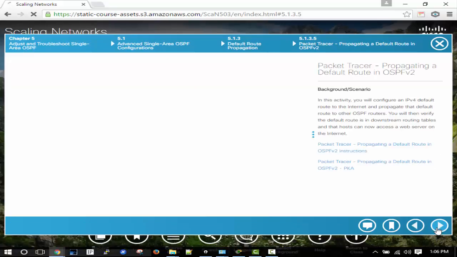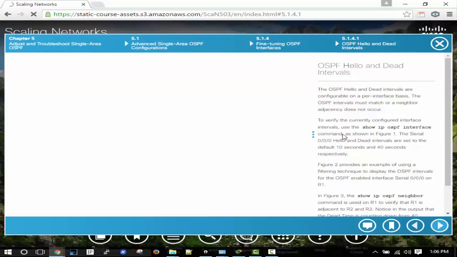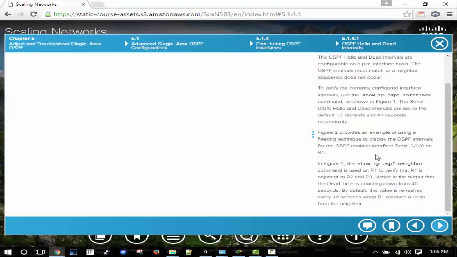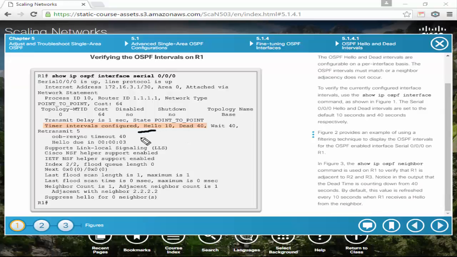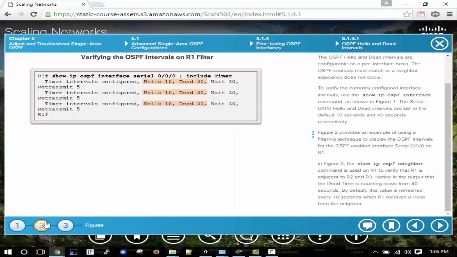Alright. Default route propagation. Fine tuning OSPF interfaces. So we could change our hello and dead timers if we want to be faster. Remember the hello timer, whatever we set this to, if we set the hello timer, the dead timer is going to be 4 times. So you see it's set at 10 seconds, and we could set it to 40.